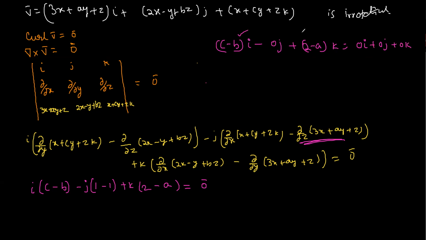Compare the corresponding elements. C minus B is 0. This is already 0, no issue. 2 minus A is equal to 0, right? So from here you are getting A is equal to 2. And from here you are getting B is equal to C. Okay?